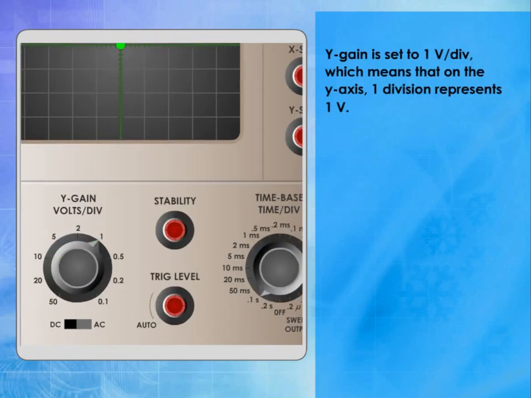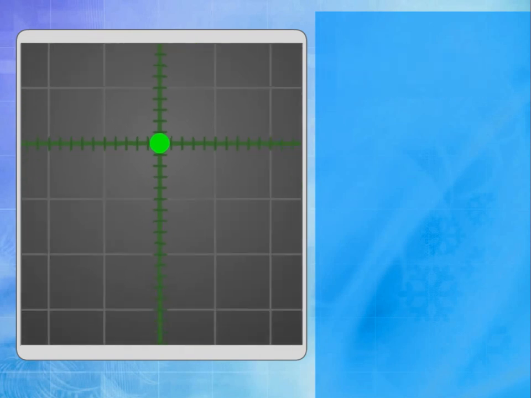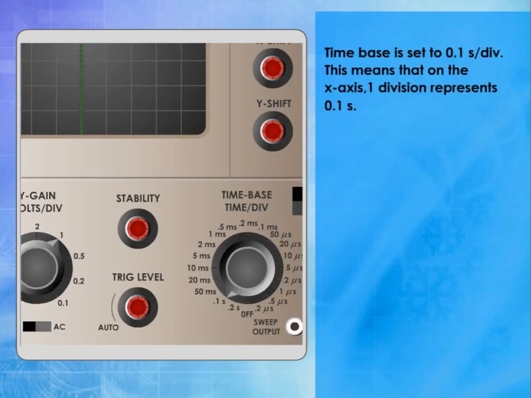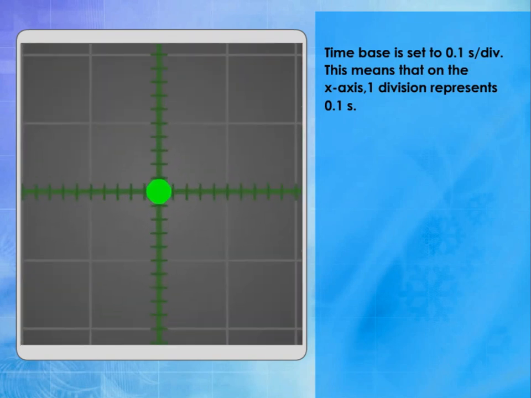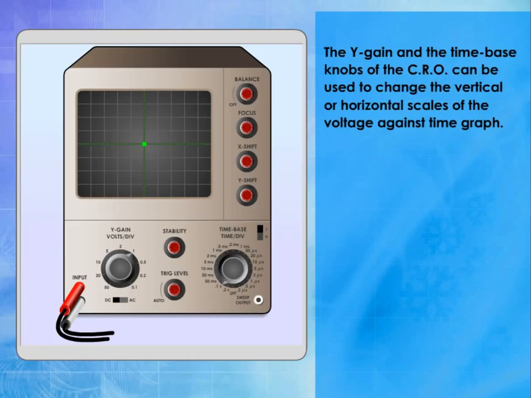Y gain is set to 1 volt per division, which means that on the y-axis, 1 division represents 1 volt. Time base is set to 0.1 second per division. This means that on the x-axis, 1 division represents 0.1 second. The Y gain and the time base knobs of the C.R.O. can be used to change the vertical or horizontal scales of the voltage against time graph.